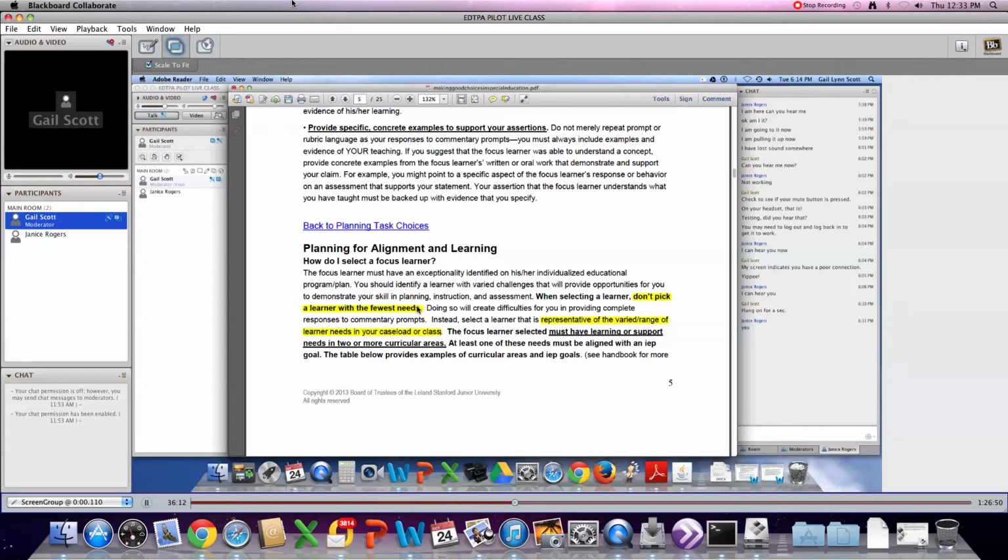So don't pick the students with the fewest needs, because then you can't do a good job of demonstrating how you tailor your instruction to their needs, how you differentiate your instruction to meet their unique needs. They need to have an IEP in 2 or more curricular areas. Let me explain what that means, just in case there's questions on that. That means that you can't pick a student that's on a speech-only IEP, because then they only have needs in 1 curricular area.